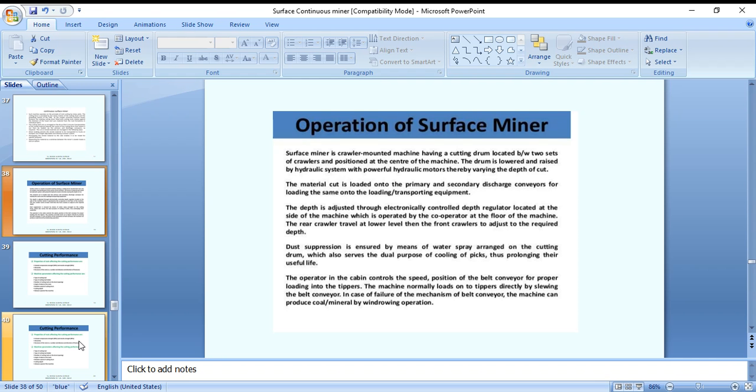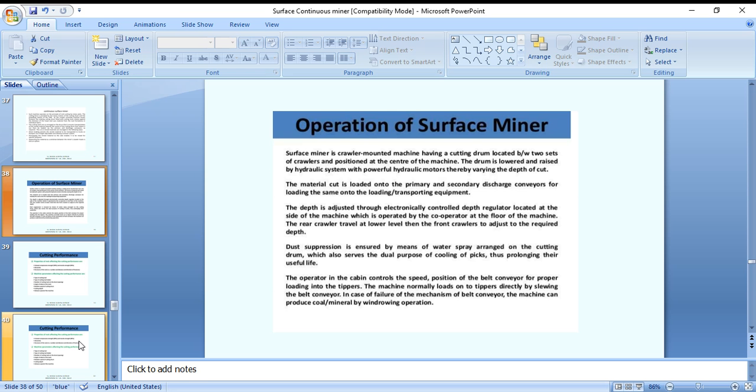Next, operations of the surface miner. The surface miner is a crawler-mounted machine having the cutting drum located between two sets of crawlers and positioned at the center of the machine. The drum is lowered and raised by a hydraulic system with powerful hydraulic motors, varying the depth of cut. The cut material is loaded onto the primary and secondary discharge conveyors and then onto the loading transportation equipment. The depth is adjusted through an electronically controlled depth regulator located at the side of the machine, which is operated by the operators at the floor of the machine. The rear crawler travels at a lower level than the front crawler to adjust to the required depth.